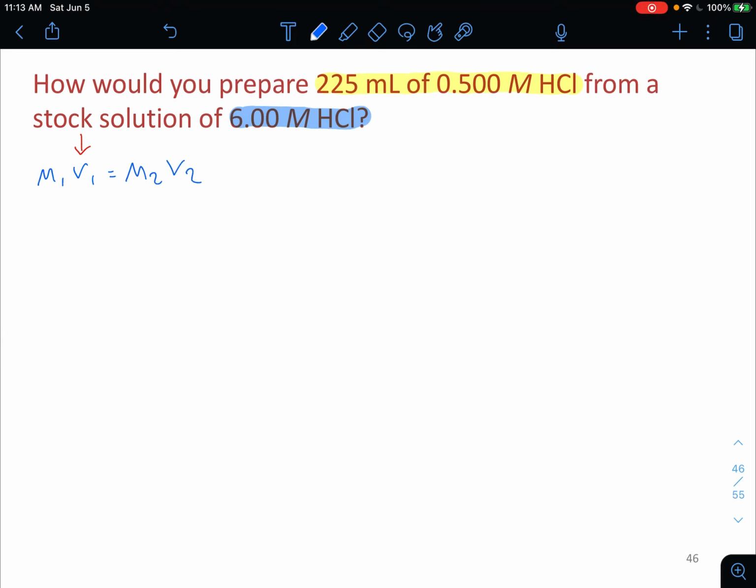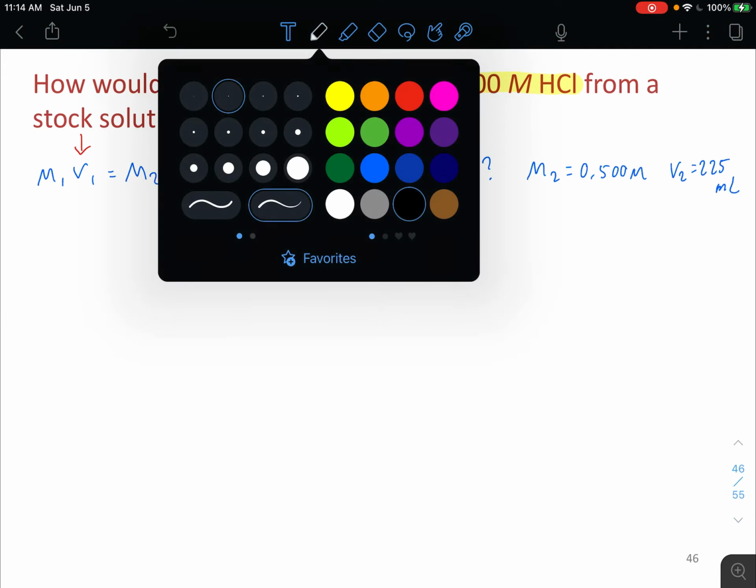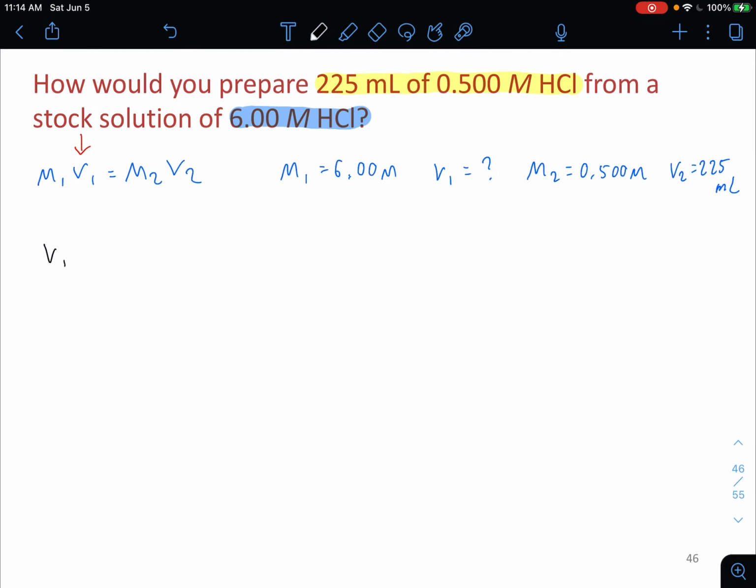So let's see. M1 is 6 molar. V1, we don't know. M2 is 0.5 molar. V2 is 225 milliliters. So if I now isolate for V1, right, V1 equals M2V2 over M1, I have all the values I need to plug in, right?